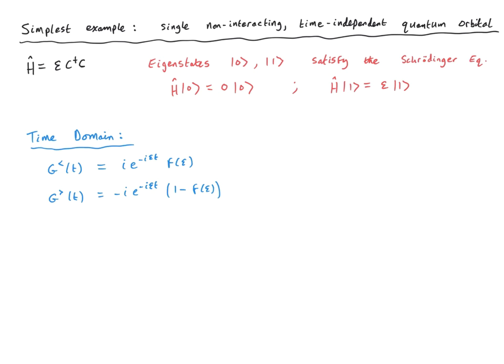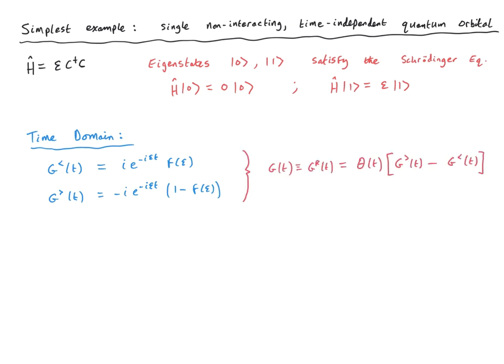In the time domain, for this simple example of a single non-interacting time-independent quantum orbital, we have g lesser functions and g greater functions. They're related to this factor e to the minus iεt, and we have these Fermi factors f of ε entering.